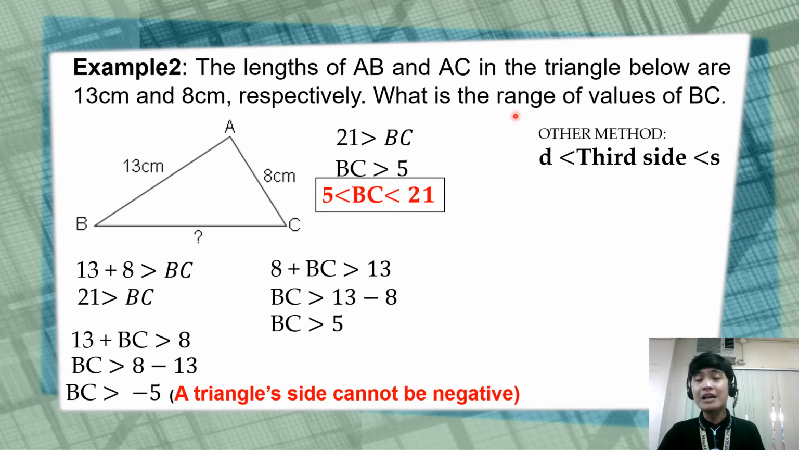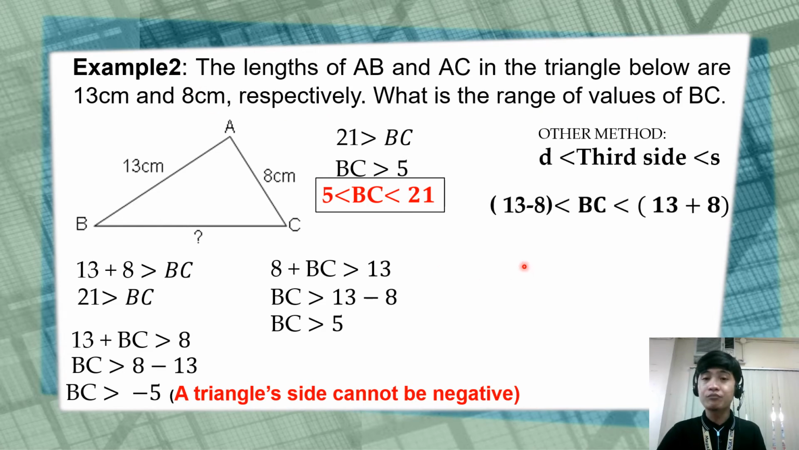Ngayon, kung gagamitin natin ito to determine the range of values of segment BC in example number 2, ito po mangyayari dyan. 13 minus 8, D is the difference, again, of the two given sides. So, 13 minus 8, and then the S, the BC here, rather, is the third side. Siya yung hinahanap natin. And the S here pertains to the sum of the two sides given dun sa example, dun sa triangle. Pag sinimplify natin ito, segment BC is greater than 5, but less than 21.